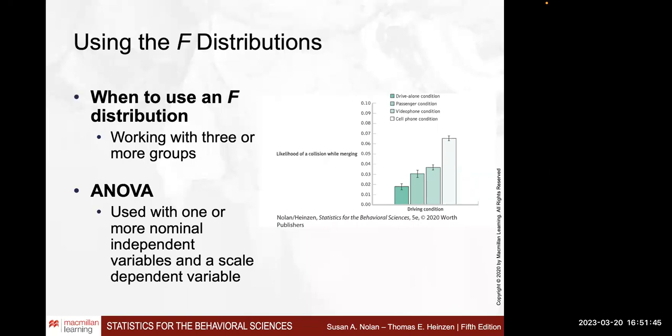So ANOVA you're using with one or more nominal independent variables and a scale dependent variable. Why one or more? Keep in mind, with one nominal independent variable, you have a one-way between groups ANOVA. Between groups means these are the groups. One-way means it's one variable, driving condition.